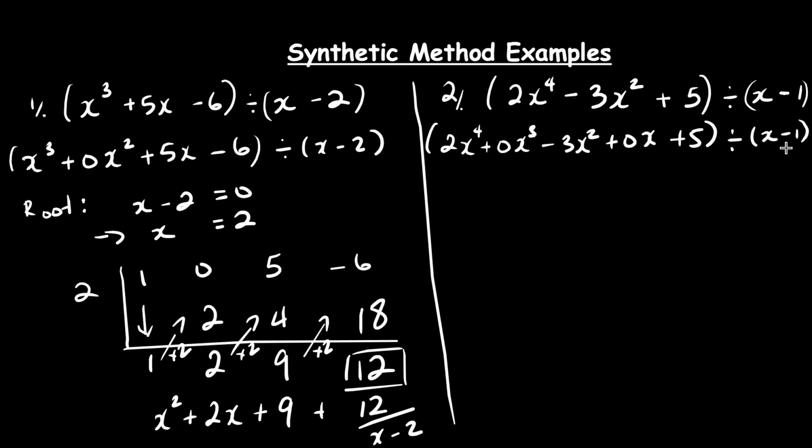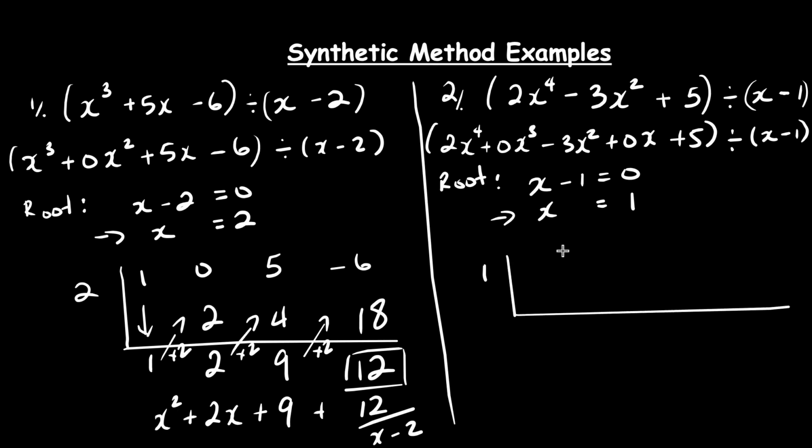Now, if that's the case, let's find our root, which is our first step, or 0, depending on how you want to phrase that. And we find that by making x minus 1, our divisor, equal to 0, which implies therefore that x is equal to 1. And if that is true, we have our 1 here, and our setup here, coefficients only 2, 0, negative 3, 0, and 5. Right? Now, bringing down that 2, and we're going to multiply and add.